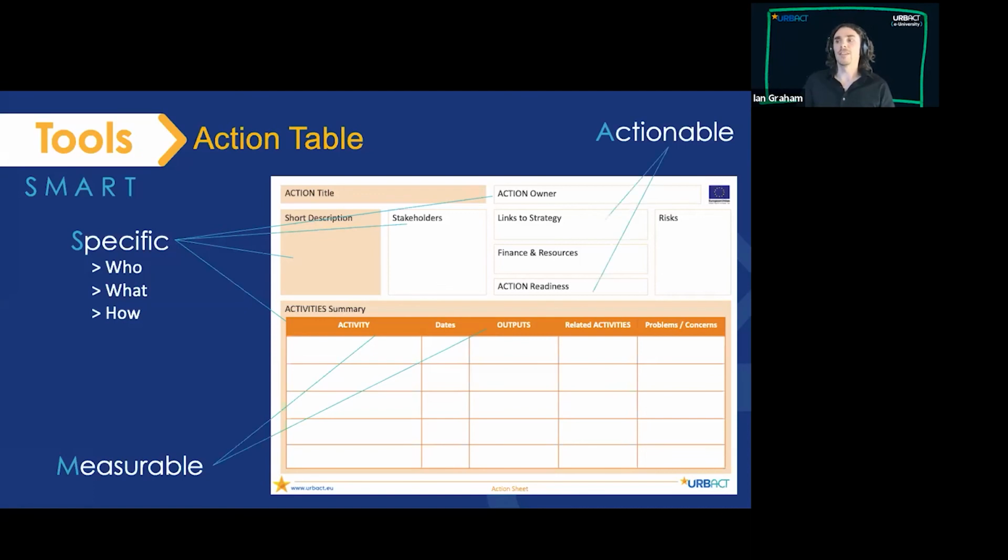Actionable: is it ready to go? Have you got the resources? Do you understand the risks or the problems and things that are going to stop you? Relevant: how does it link to the strategy? And how do the activities within the action relate to each other, but also, how do they relate to other actions?